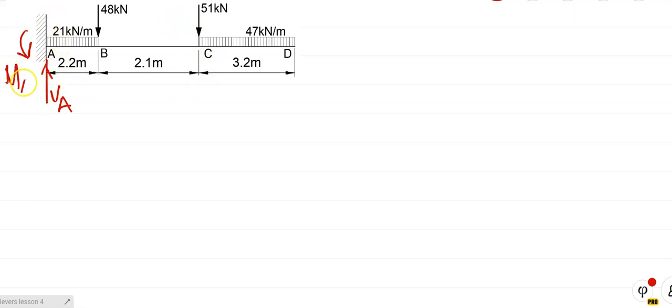I'm assuming that. Remember, if it's built in, it will have three possible reactions at the support: a vertical, a moment, and a horizontal. But because there are no horizontal forces acting, there's no horizontal reaction, so there's no HA. HA is 0.